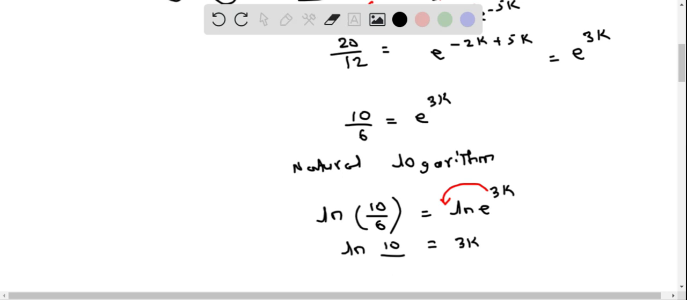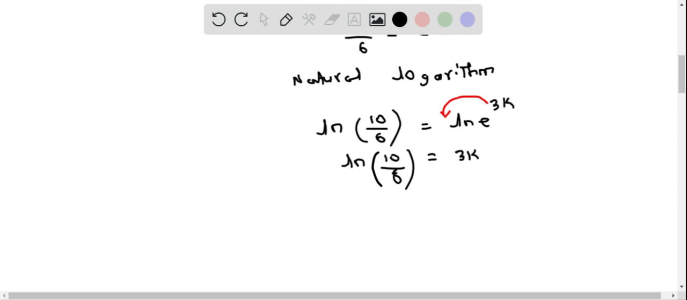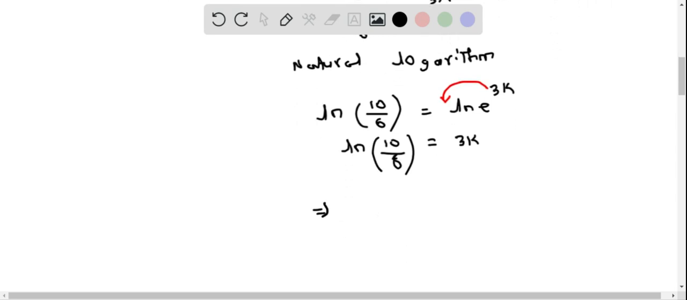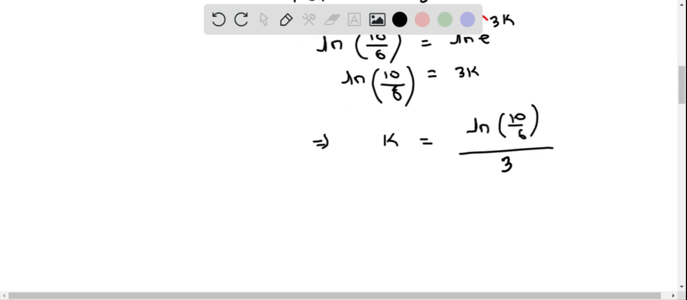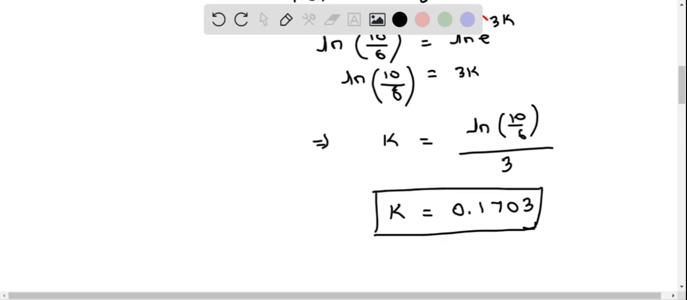So therefore this equation becomes natural logarithm of 10 by 6 equals 3k, which means if I have to solve for k, I just have to divide both sides by 3. So therefore I can write down k as natural logarithm of 10 by 6 divided by 3. Now we can plug this into the calculator to determine the value of k. So k comes out to be 0.1703. Remember that we have to give the value of k in 4 decimal places. So this is the value of k.